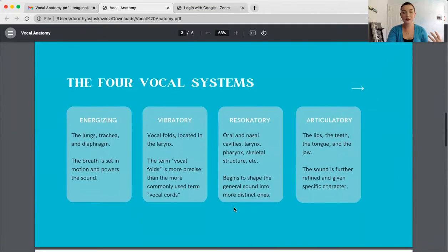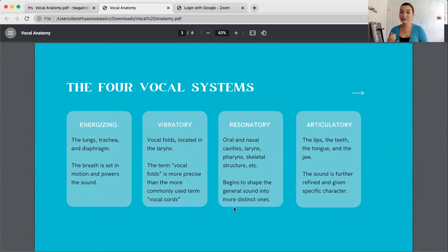Now, the four vocal systems can be categorized as the energizing system, the vibratory system, the resonatory system, and the articulatory system. And so the energizing system is kind of where everything starts. It's the base of it. So it's our lungs, it's our trachea, it's our diaphragm right below our rib cage. If you've ever been in singing class or acting class and they say to expand your diaphragm, you kind of feel like this balloon expanding in your stomach a little bit, right? And your stomach's a little bit bigger than it normally would be. That's the diaphragm, and that's part of the energizing system.